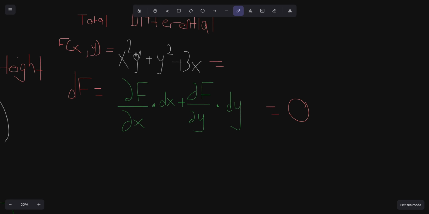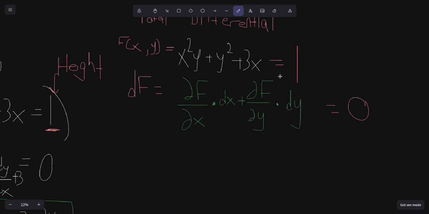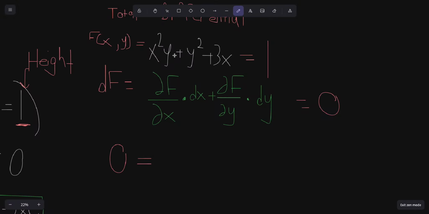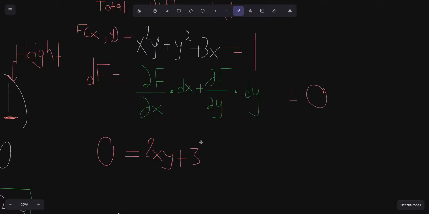So what's the partial derivative of f with respect to x? Sorry, I forgot to put the 1 there. So the partial derivative of f with respect to x, well, you would just differentiate this as normal, but you would treat y as a constant. So this would just be 2xy plus 3, right? You treat y squared, or any y's, as a constant. So the derivative of a constant is just 0. And you multiply that by dx.